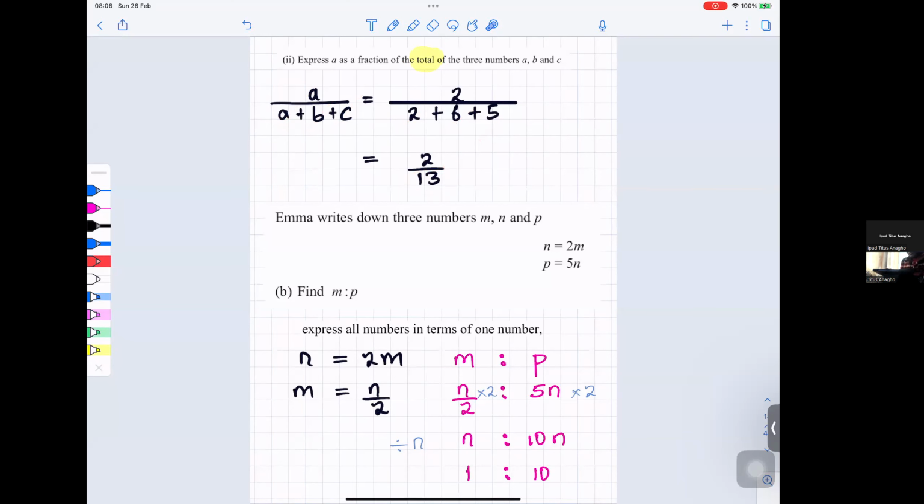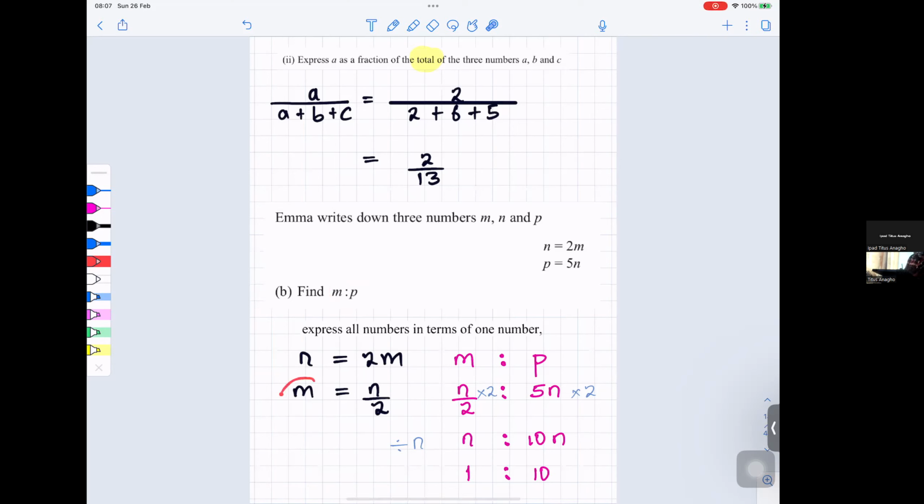Emma writes down three numbers, M, N, and P. N is equal to 2M and P equals 5N. Find the ratio M is to P. Express all numbers in terms of one number. That's what you want to do.